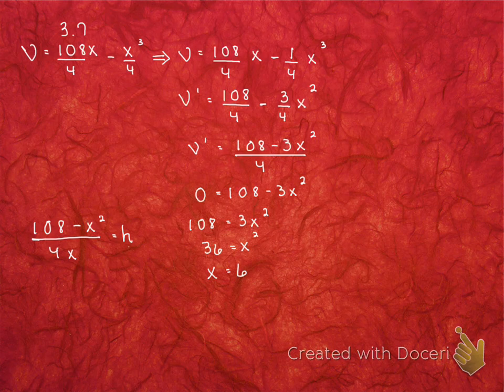So now we solved for what the base length of the box is, and we can plug 6 in to the h equation and solve for the height. So 108 minus 36 all over 24. So 108 minus 36 divided by 24 gives us that the height is 3. Okay, so those measurements will produce the box with a maximum volume.